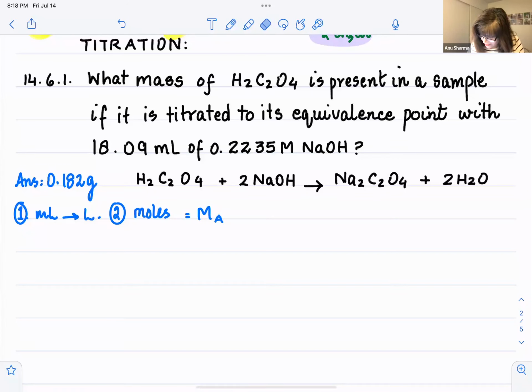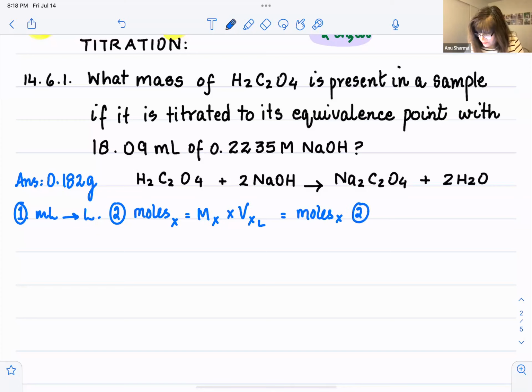So let's put this X and Y. We don't know which is which. So moles of X is equal to the molarity of X times the volume of X in liters, right? So this is given to you. You get the moles of one of the entities. So that gives you the moles of X, okay?